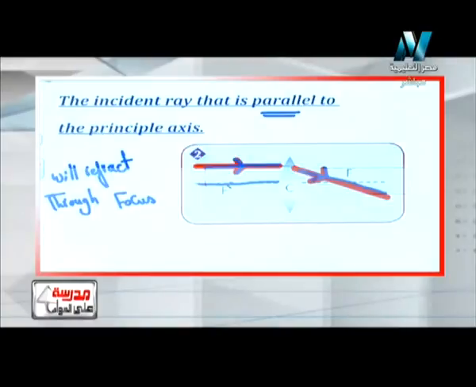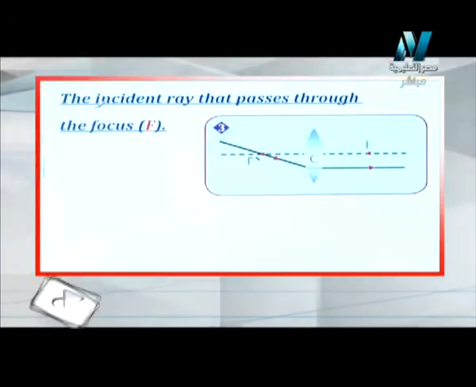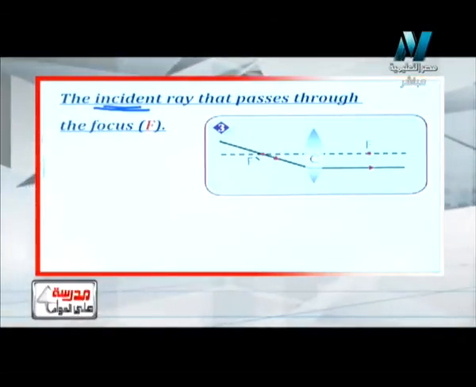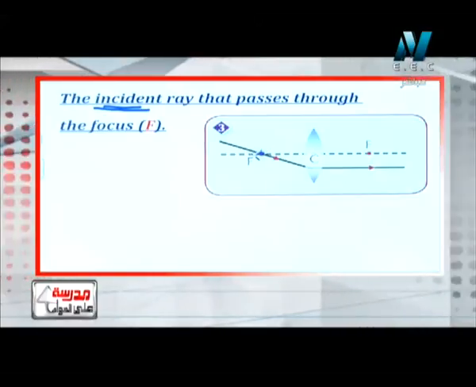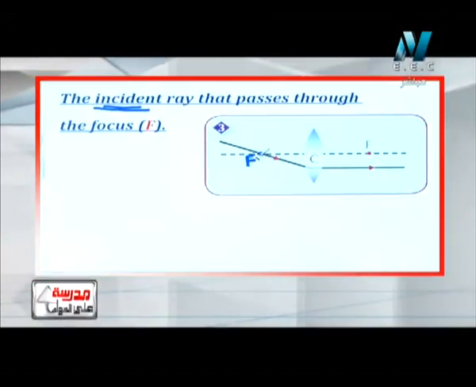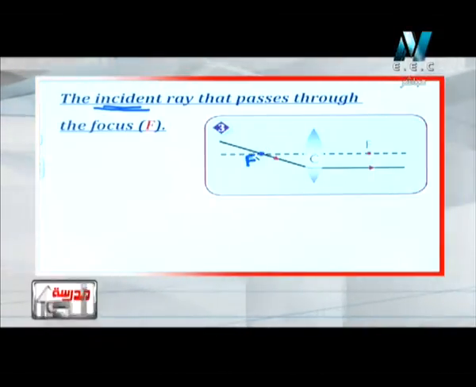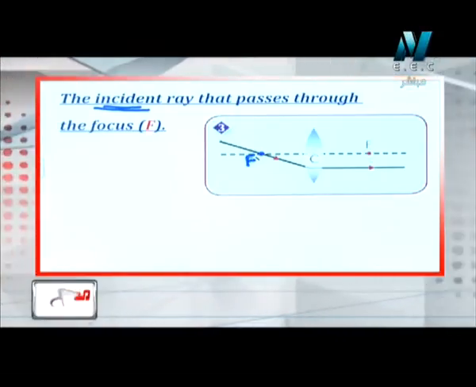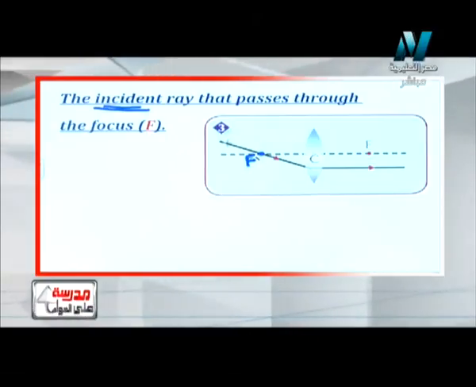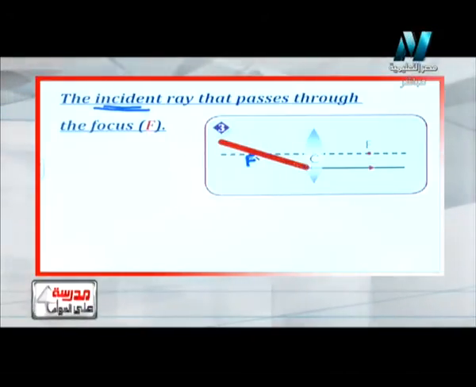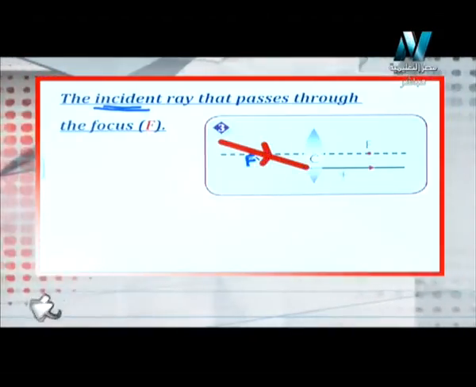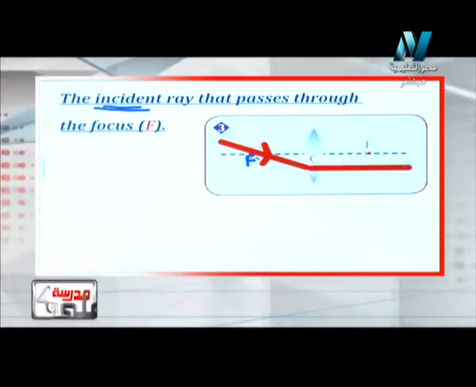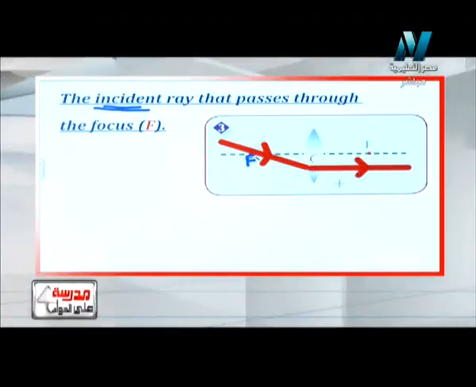The third point here: if the incident light ray passes through the focus, as the opposite case of the previous one, the light ray will pass through the focus like that, as you see. It will refract parallel to the principal axis, as you see, like that.